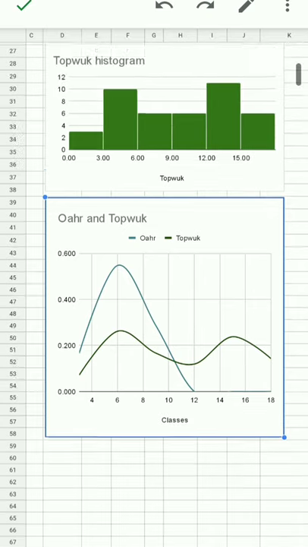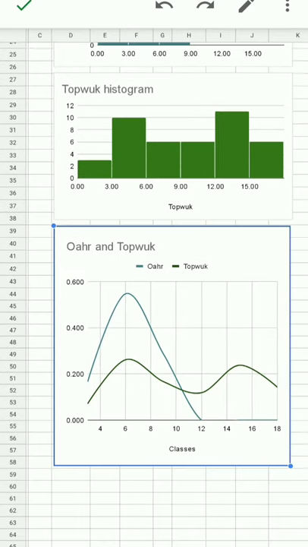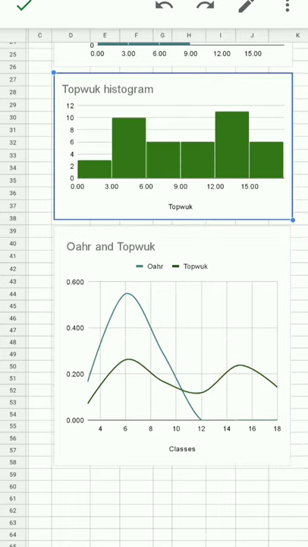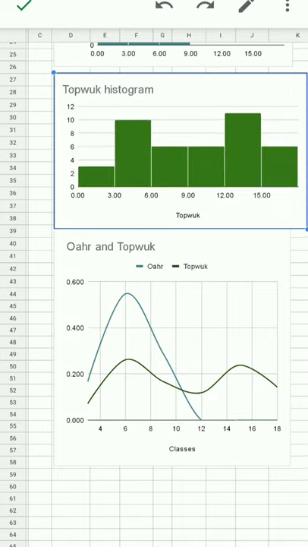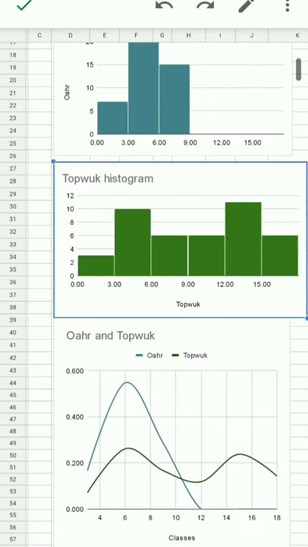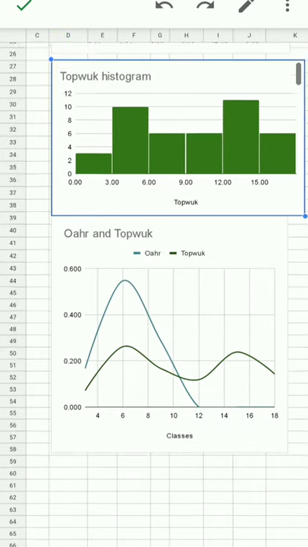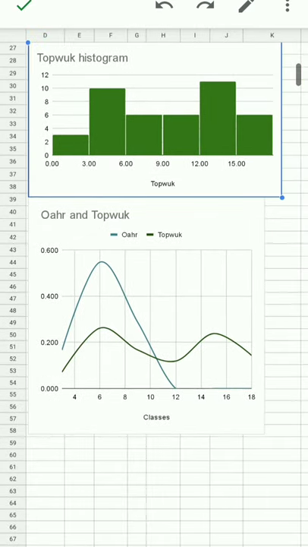The oahr has a fairly normal distribution centered in that central column of 3 to 6. The topwuk seems to have a more bimodal distribution, and the middle of that bimodal distribution is up around 9. Somewhere around 9 is the middle of that distribution. The average is up around 9, whereas for the oahr, it appears to be somewhere around 6 to 7, and possibly, based on the total, the upper chart, maybe it's actually a little under 6. So there does seem to be a very different appearance in the two distributions.